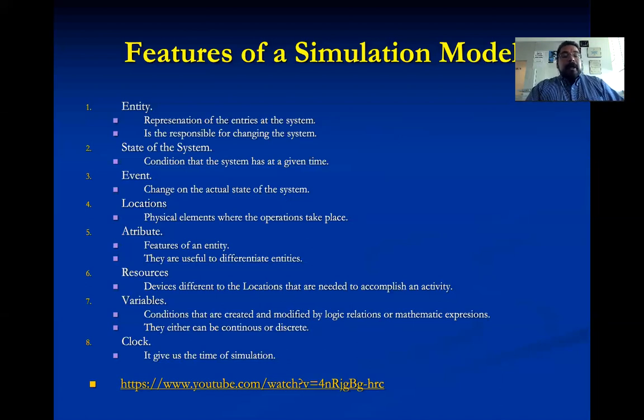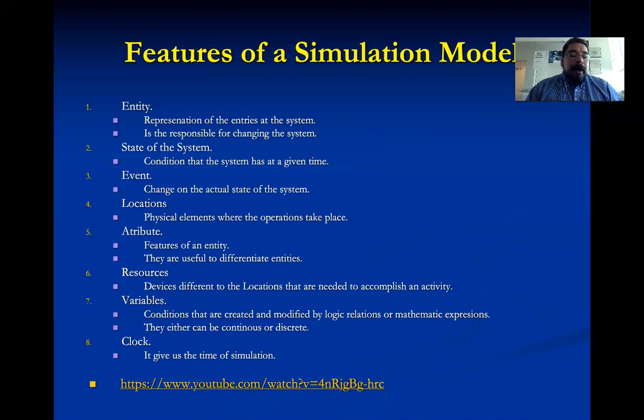There are also variables, which are the conditions that are created and modified by logic relations or mathematical expressions, and they can be either continuous or discrete. For example, the time between arrivals of our clients is a variable that we need to define to have a good simulation process. This time between arrivals is a variable that is represented by a probabilistic distribution. Also, the number of people arriving is another variable. The time that it takes for them to take our order, the time that it takes for the client to order, those are variables that are important in a simulation process.